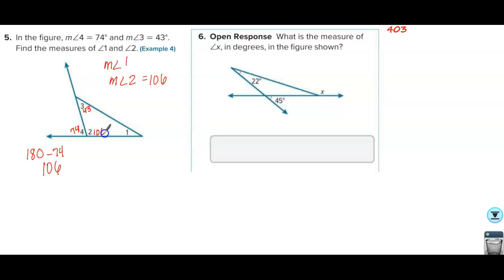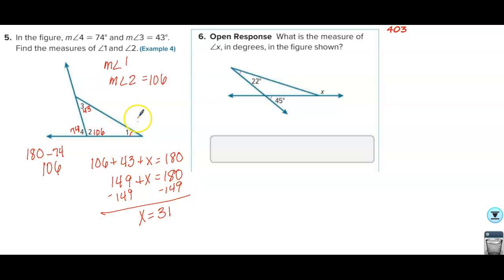Okay. And now that we know the measure of this one is 106 and the measure of this one is 43, we know these three together have to add to 180. So 106 plus 43 plus the x, the one we don't know, has to equal 180. So this would be 149 plus x equals 180. And if we subtract 149 from both sides, we get that x is 31. So this one is 31 degrees. That's all you got to do. Use your little triangle rules.